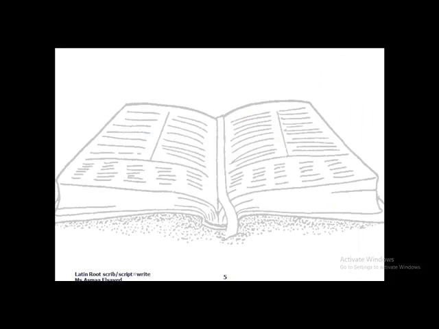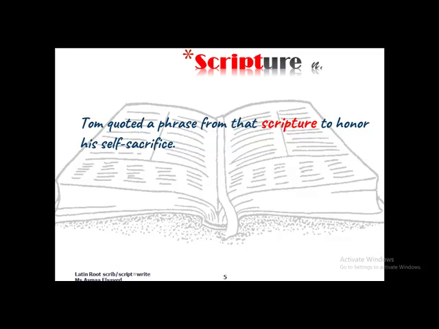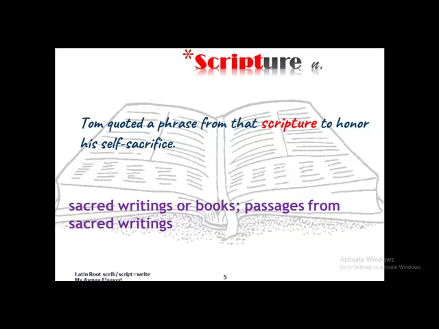Here I have an old book, and I guess it's written by hand, right? It's an old book. It's called scripture. Scripture, that's a noun again. Tom quoted a phrase from that scripture to honor his self-sacrifice. Okay, now he's praising himself. Wow, I'm an amazing person. I have made a lot of sacrifices. So scripture here means what? It's sacred writings or books. Sacred writings, like words from religion, like a holy book, like the Bible or the Quran. Let's move to the next word.